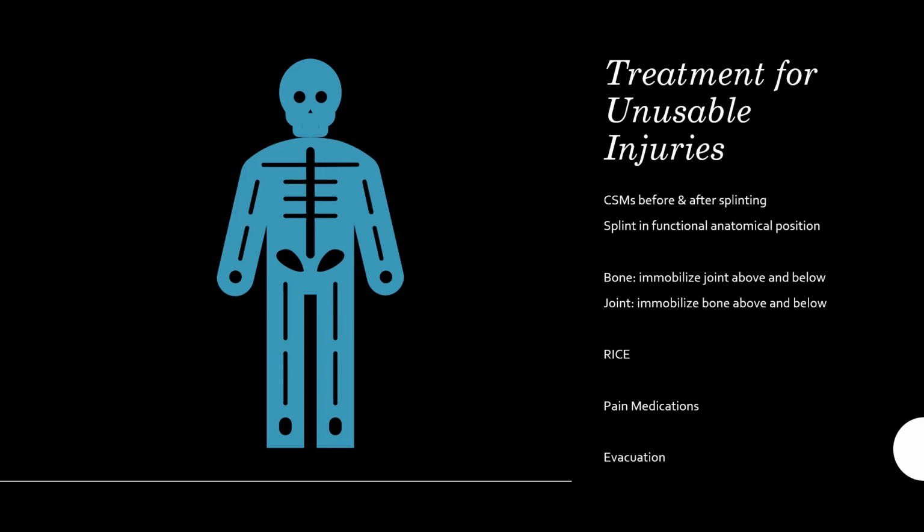So after assessing those CSMs, we're going to try to splint this extremity, or we're going to talk about the leg, in a functional anatomical position. So you want to return it gently, that leg, especially if it's bent out of proportion, to an anatomical normal position. So say they're laying on their back, maybe their leg is cast out to the side. Try to arrange it back into a neutral inline position.